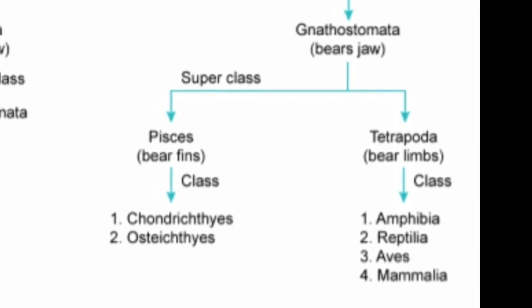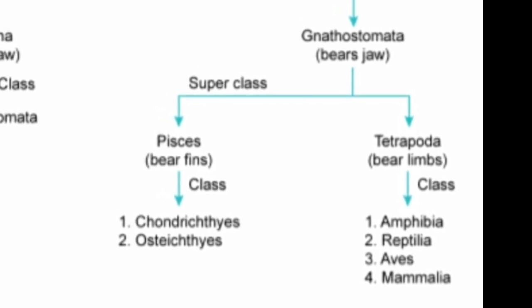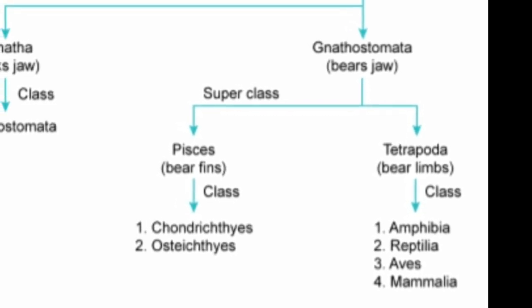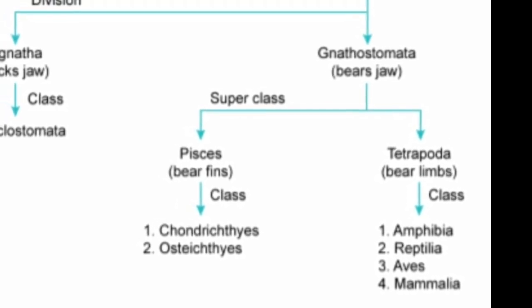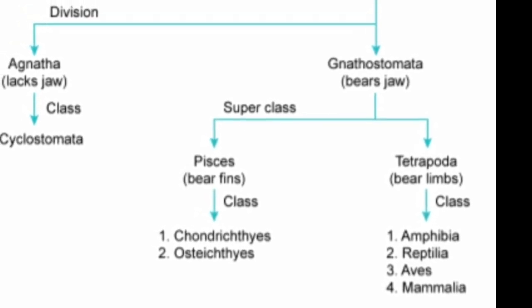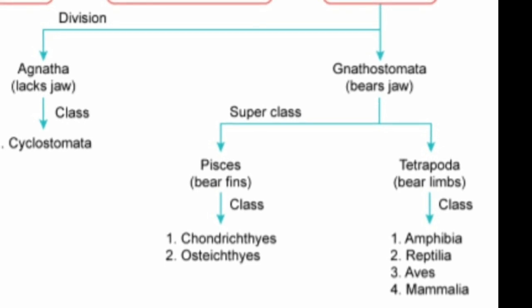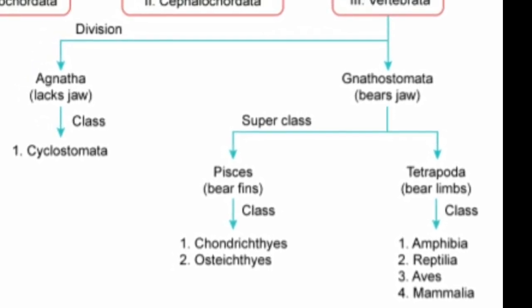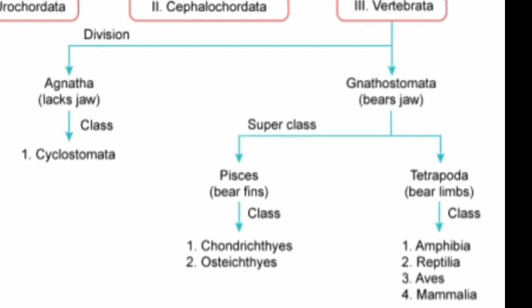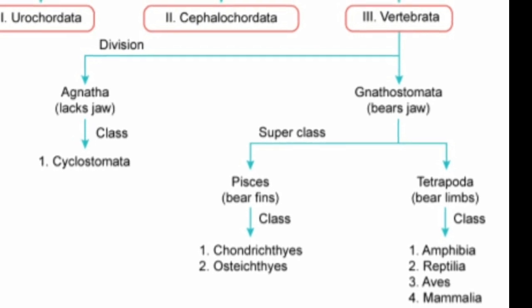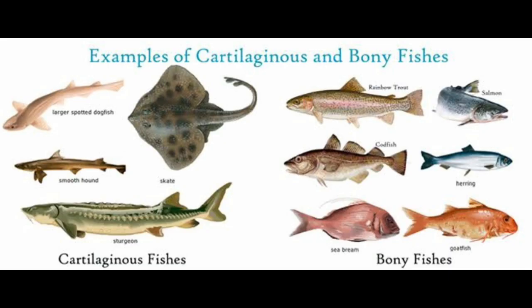Gnathostomata animals have jaws. These are also divided into superclass Pisces and superclass Tetrapoda. Superclass Pisces is divided into two classes. One is the Chondrichthyes, meaning they have an endoskeleton made up of cartilage, and the second one is the Osteichthyes, meaning they have an endoskeleton made up of bones.